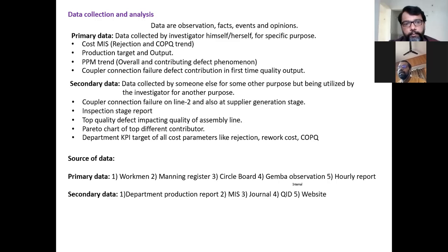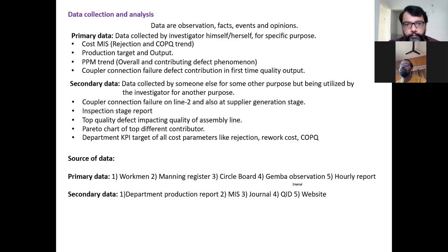the production target and the output, PPM trend overall. What is the PPM trend throughout my project period? Coupler collection failure, defect contributed from first time quality output. These come under primary data. Secondary data are earlier data, not related to my circle, so that kind of data which are registered.